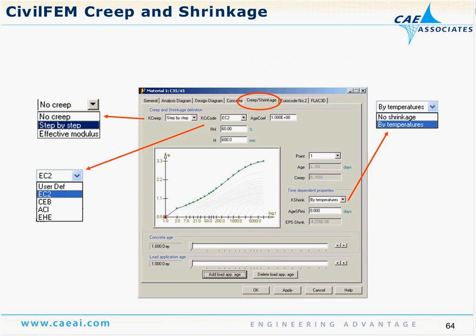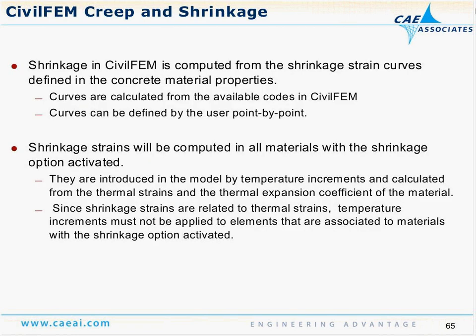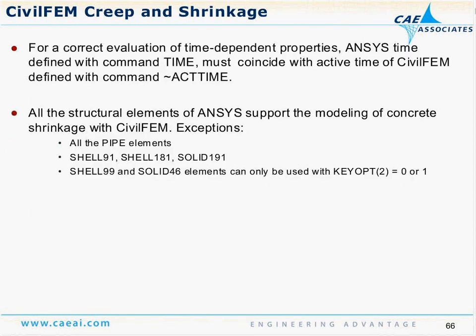We can define our material properties that can be temperature, time dependent. We can compute the shrinkage capabilities using a thermal analogy, but the creep analysis actually does a full time marching solution. For creep and shrinkage, we can specify activation times for our material. This is also in conjunction with the construction sequence simulation. And CivilFEM supports a wide variety of ANSYS element types and feature functionality.